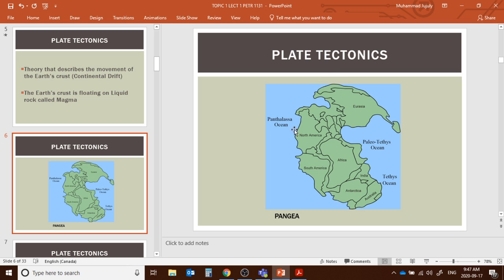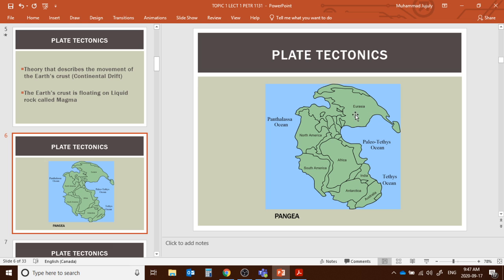So this is the ocean, the huge ocean, and the Pangaea was like that. And then what happened, it got the plates underneath, and due to that it moved, it separated, moved, and drifted around. And that's why we have seen a lot of varieties we have.